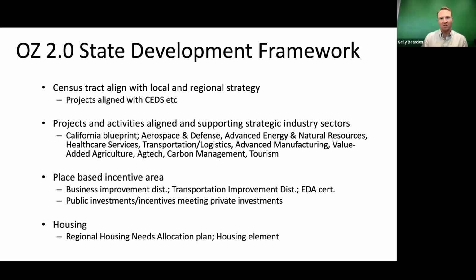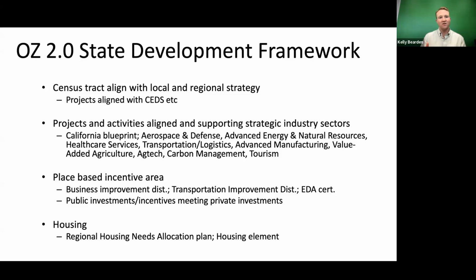So some of those regions in which we have alignment, and this is rather broad, so we have a lot to pick from, but within the California blueprint, within the county zone economic development strategy, we have aerospace and defense, advanced energy, natural resources, key strength of the county, healthcare services, transportation and logistics, advanced manufacturing, value-added agriculture, ag tech, carbon management, and tourism. The state also is going to be looking at and evaluating place-based incentive areas.